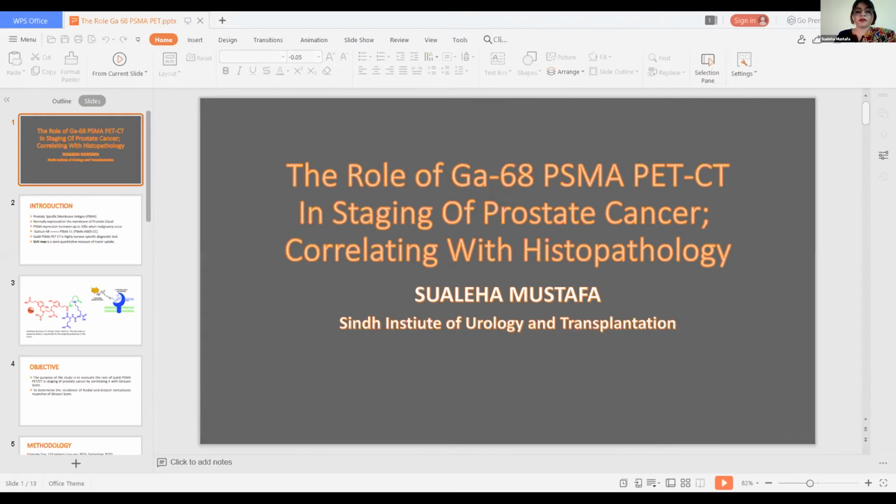And what we did then is that we compared the histopathological data with the data that we got from the gallium-68 PSMA 11. We compared the SUV max. We calculated the mean SUV max in each group, and we also found out the incidence of nodal and distant metastasis.